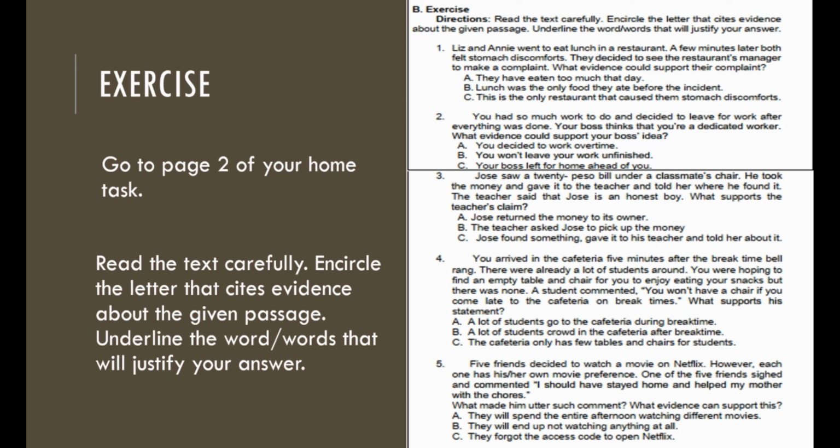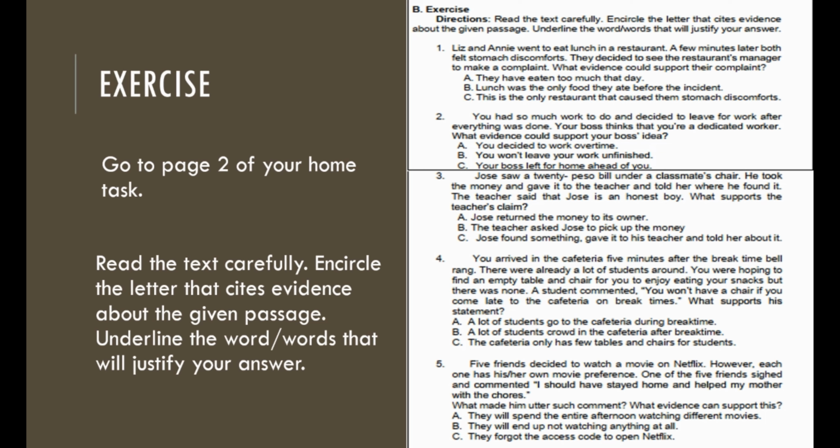Liz and Annie went to eat lunch in a restaurant. A few minutes later, both felt stomach discomforts. They decided to see the restaurant's manager to make a complaint. What evidence could support their complaint? A. They have eaten too much that day. B. Lunch was the only food they ate before the incident. Or C. This is the only restaurant that caused them stomach discomfort.